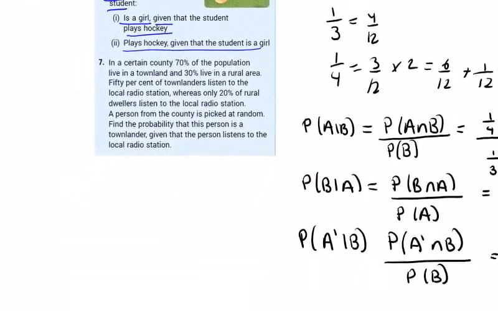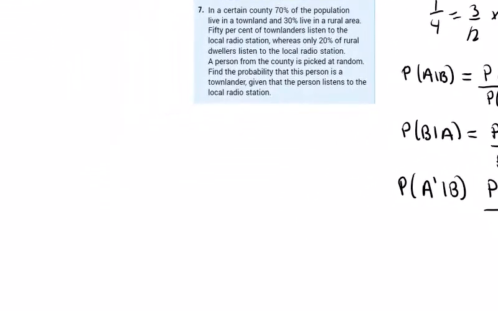Okay, let's look at question 7. In a certain county, 70% of the population live in a townland, right? These are totals, and 30% live in rural area. And what are the options here? 50% of townlanders listen to the local radio or don't listen to the local radio. Okay, so that's what we have here: local radio and a townland.